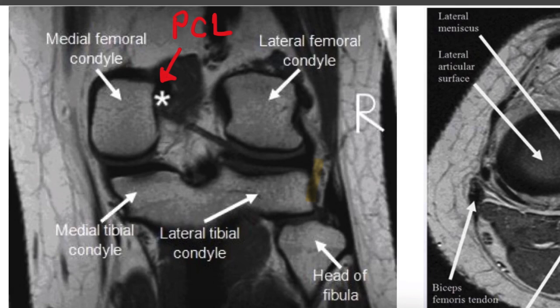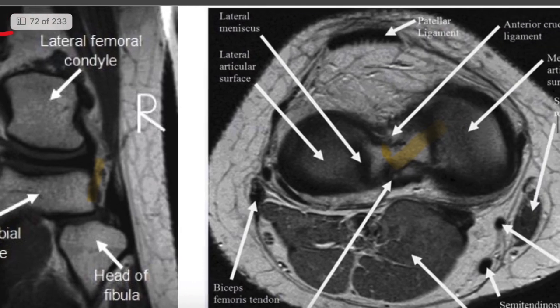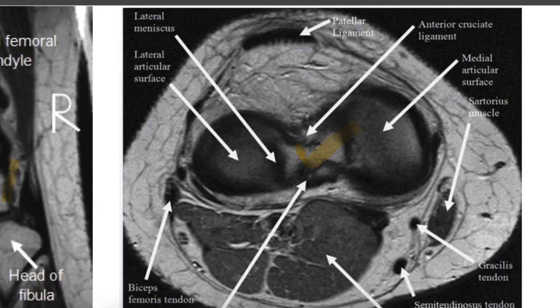In the right image, we can see a cross-sectional axial view at the level of the knee joint. Here you can find structures like the anterior cruciate ligament, posterior cruciate ligament, lateral and medial articular surfaces, the patellar ligament and the lateral meniscus. You can also see muscles and tendons, like the sartorius muscle, gracilis tendon, semitendinosus, gastrocnemius, and biceps femoris tendon.